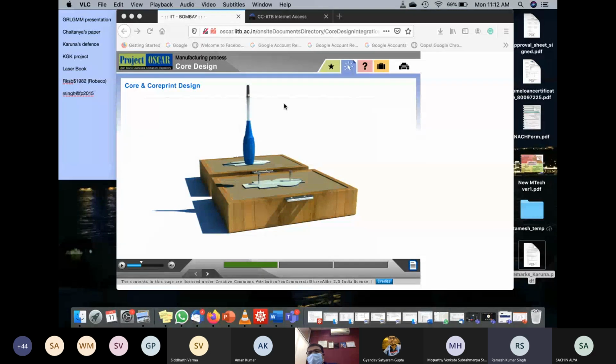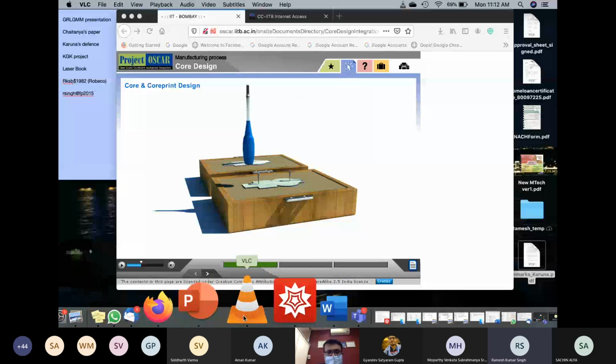sand molding? But in thin castings, right? Like die casting is very thin. Thin shapes are made. There you need a physical pressure to get the material into the mold. Let me run the video again. I think it will be a bit clearer to you.